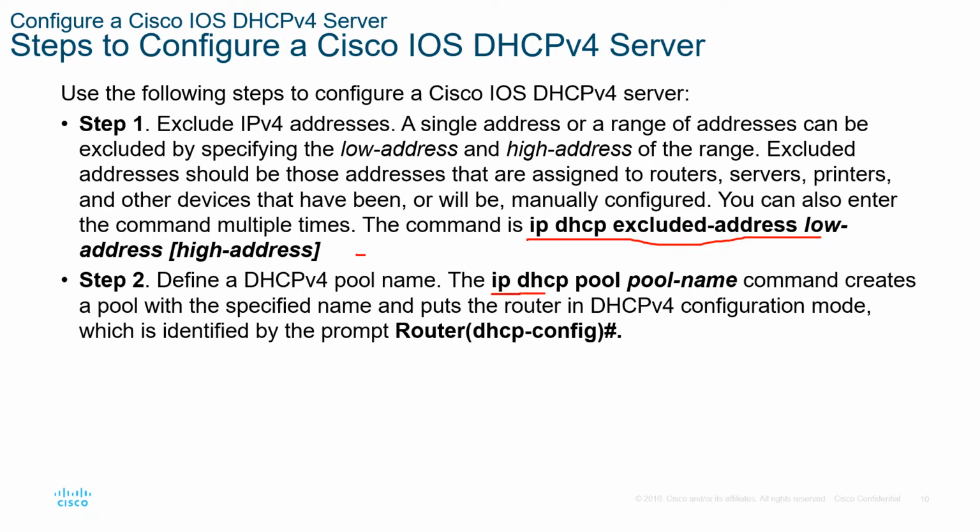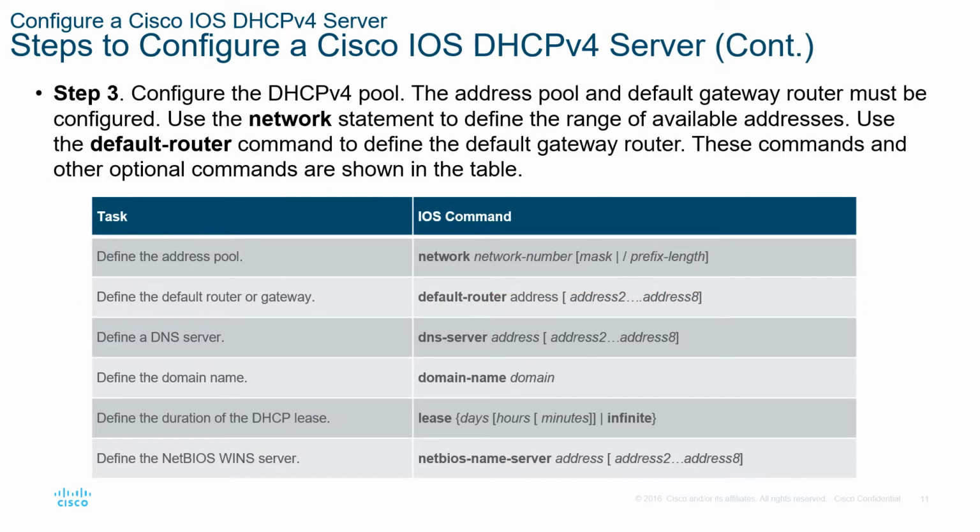The next thing to do is to set a name: ip dhcp pool, and then set a pool name. After that, you set network, then the network address you are to assign, and then the subnet mask. For the DHCP server to assign a default gateway, we type default-router and then the IP address of the default gateway. For the DHCP server to assign a DNS server, we type dns-server and then the IP address of the DNS server. For the domain name, domain-name, and then the domain.